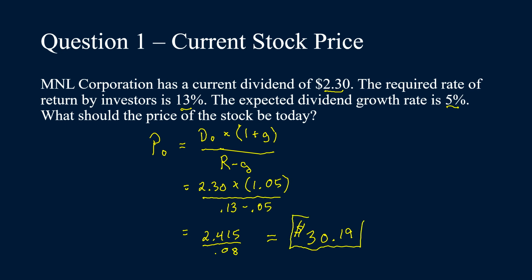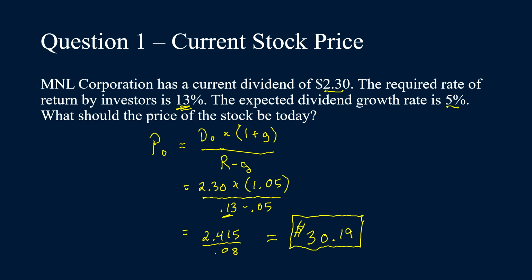Now, what is that saying? Well, it's saying that based on our information, based on our required return, based on our predicted growth rate of the dividends, and then the current dividends, the price of the stock should be right now $30.19. Now, keep in mind, as I said before, different investors may have different required returns. So, obviously, if this number changes, then it's going to affect the price of what the stock is supposed to be.